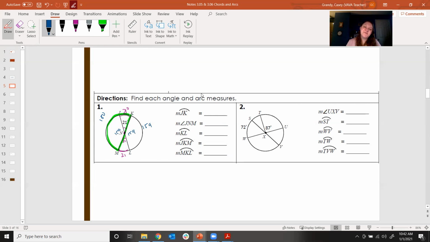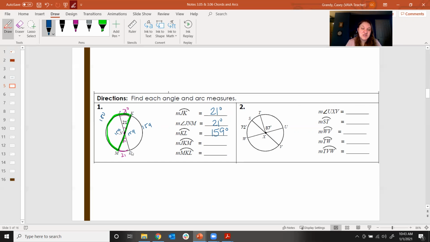So we can fill all this in. JK is 21 degrees. The measure of angle JNM is 21 degrees. The measure of arc KL is 21 degrees. KL, sorry, that's 159 degrees.